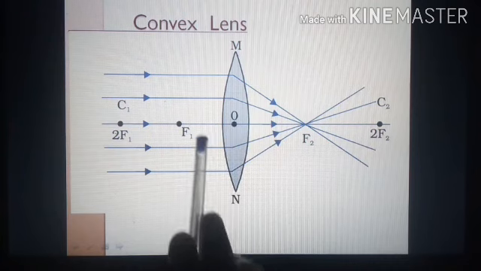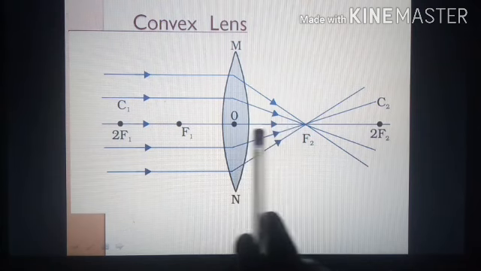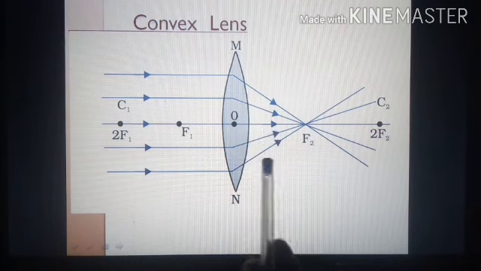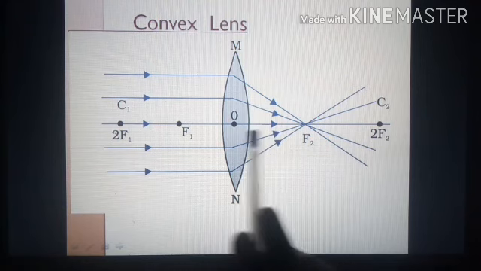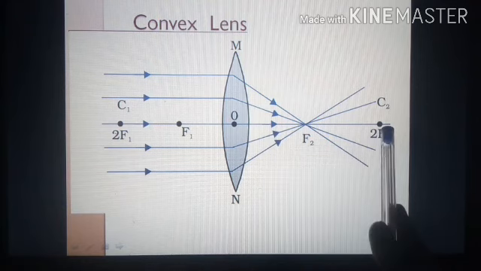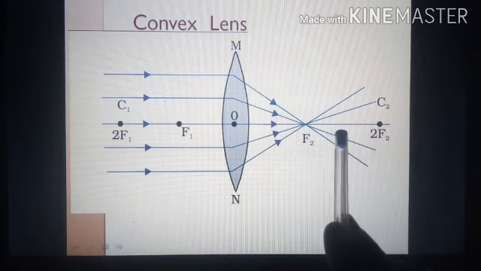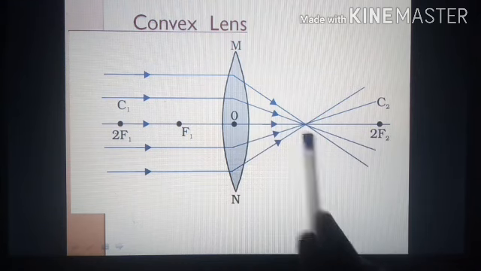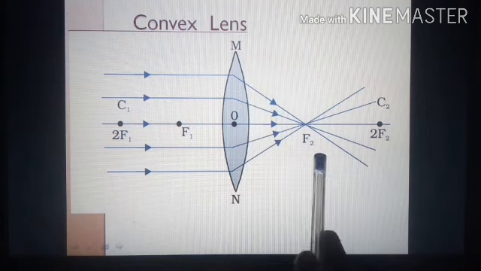Simply, OF is called the focal length of the lens because the rays are focused at a point. The distance between the optical center and the focus is called the focal length F. Already we discussed focal length F, and it is half of the radius of curvature. OC is the radius of curvature, capital R. So half of the radius of curvature is called the focal length of the lens. This is similar for the concave lens also.